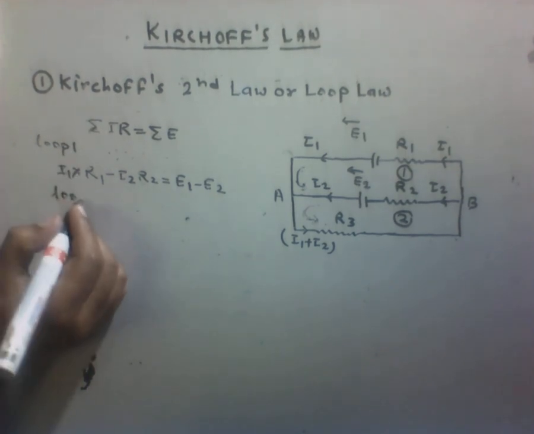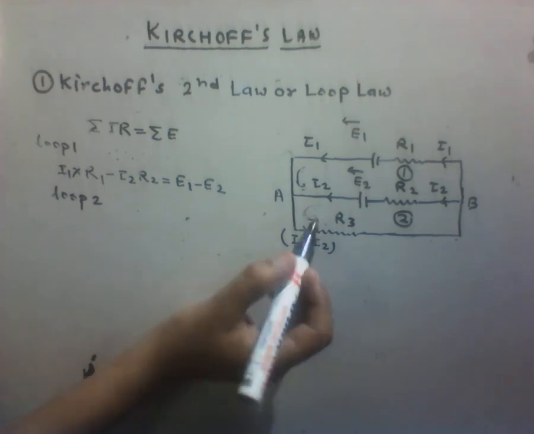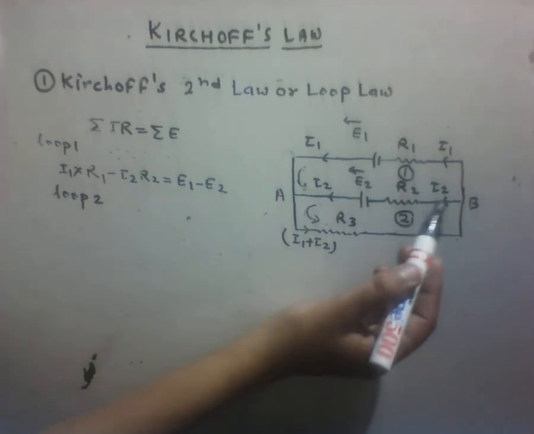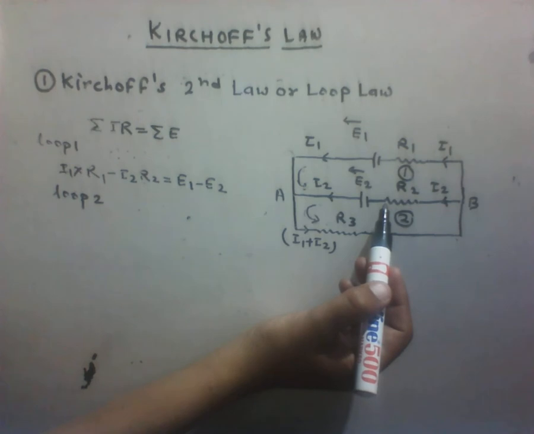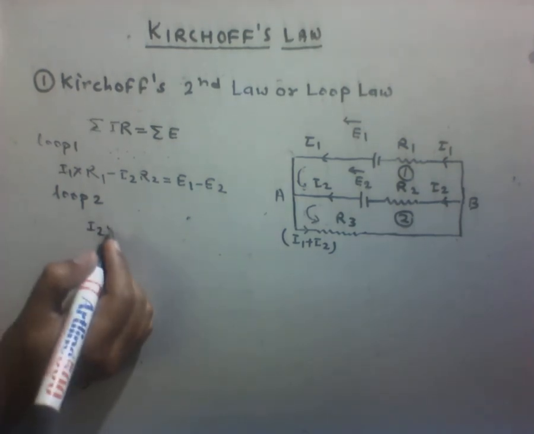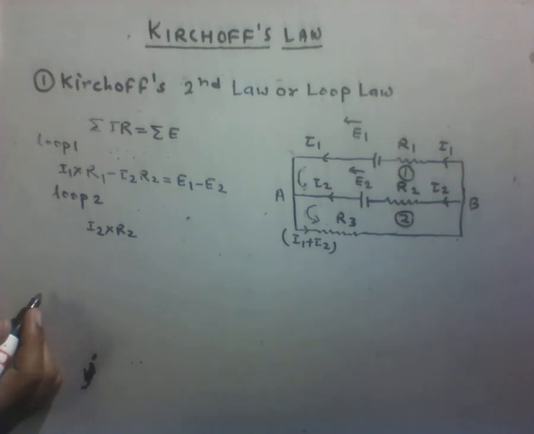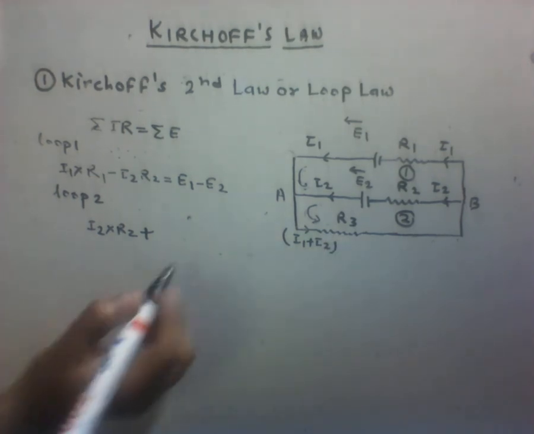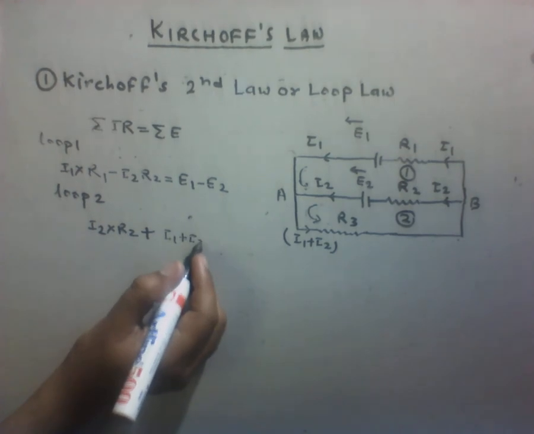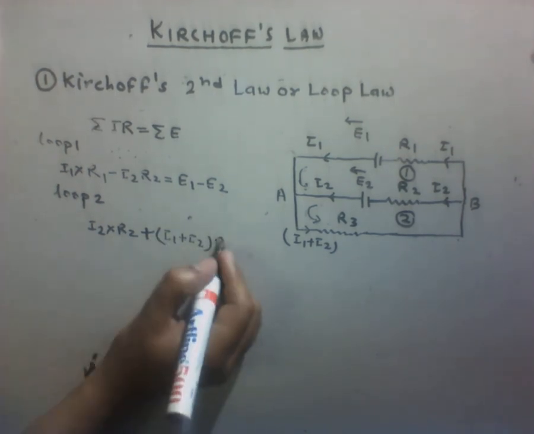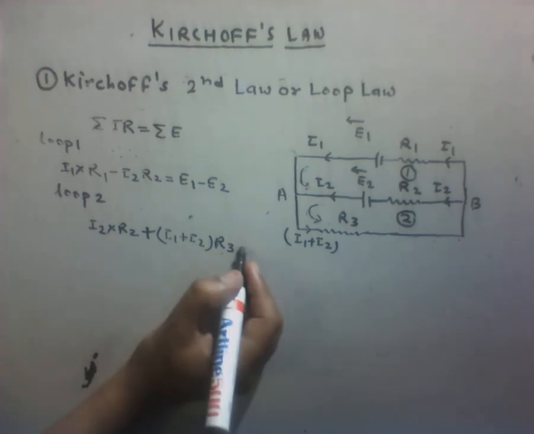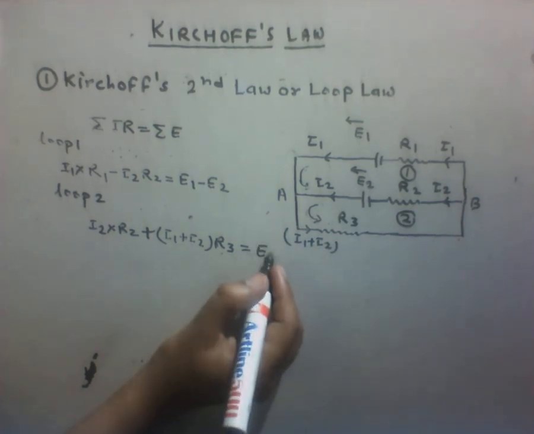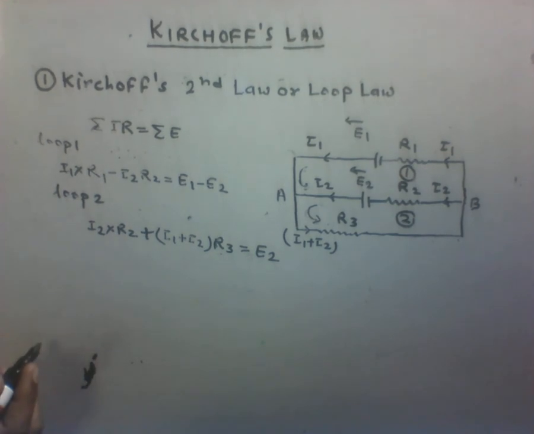For loop 2, the equation will be, we are moving in this direction, so here the current is I2 and the resistance in this part is R2, so I2 into R2 plus the current flowing in this resistor R3 is I1 plus I2, so I1 plus I2 into R3 will be equal to the EMF source present here, which is E2, so it will be equal to E2.